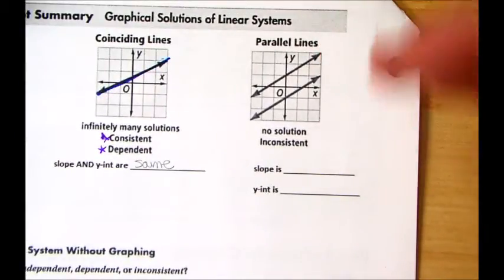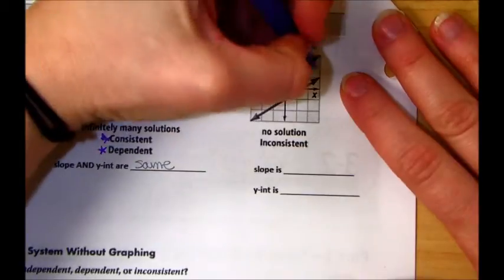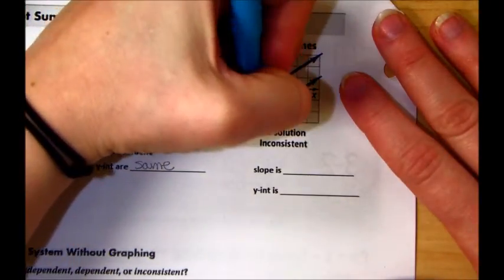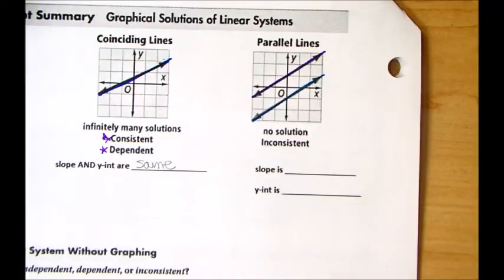Now, if you graph and you get parallel lines, so maybe like your purple line was the top line, your blue line is the bottom line, if that happens, you're not going to have any solutions because they never meet.